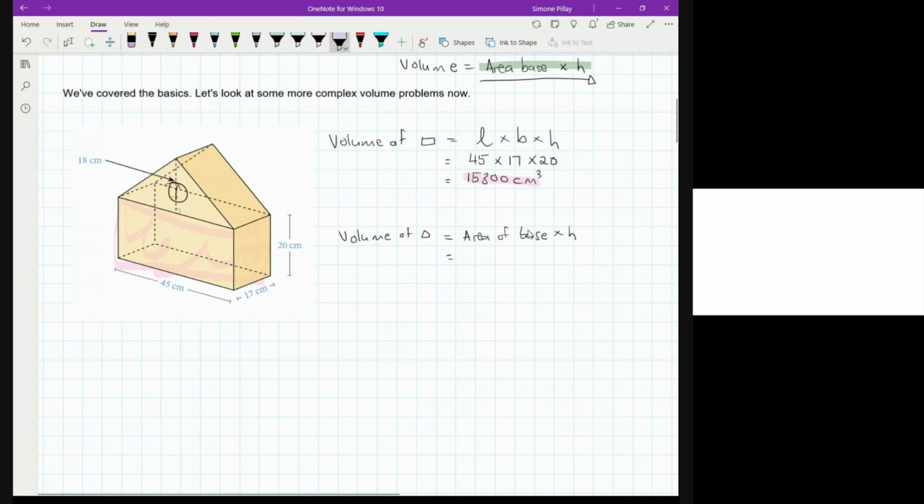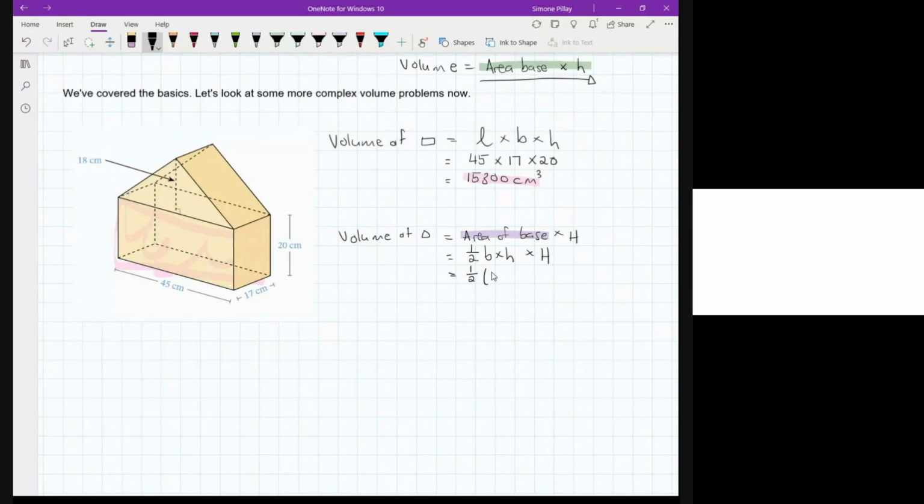So let's deal with this one little bit at a time. I need to calculate the area of my base. How do I calculate the area of my base? We're going to say half base times height, and then times the other h, ma'am. So this is where our big H comes in. This is obviously the height of my triangle, and this is the height of my entire prism.